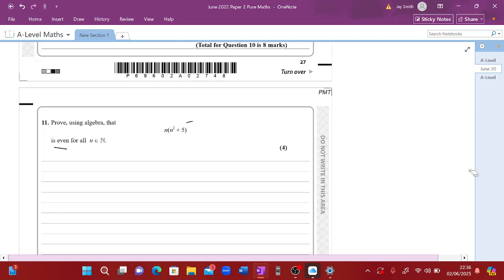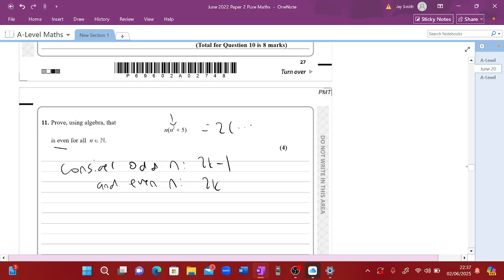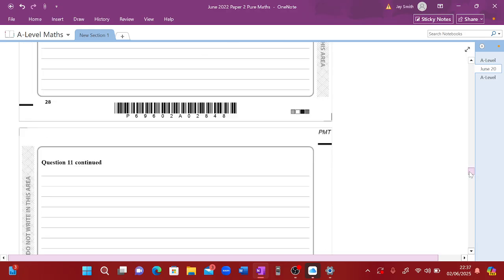Even. So what you're going to need to do is consider odd n, which is going to look like 2k minus 1, and even n, which is going to be 2k, right? Then you need to substitute that n, and in both of these instances you'll be able to factorize into 2 of something, which is even, and that will be your proof. Okay, so it's proof by exhaustion. Just a little comment on that.